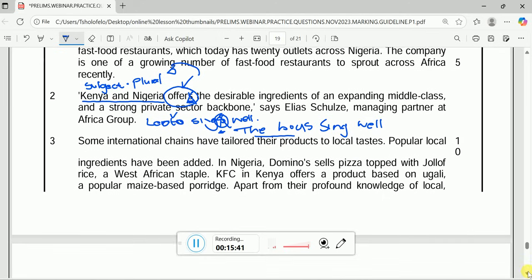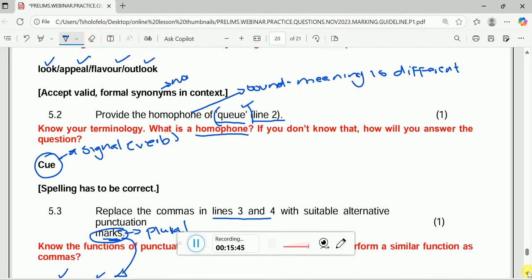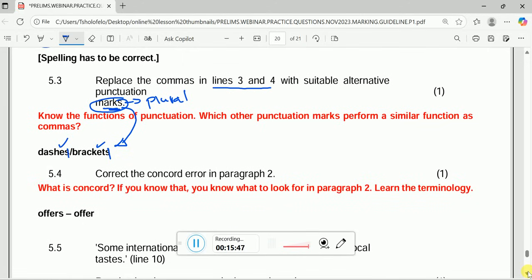So the corrected answer for 5.4 is that we are going to correct offers to become what? Offer. That is the concord error that we have. Right.